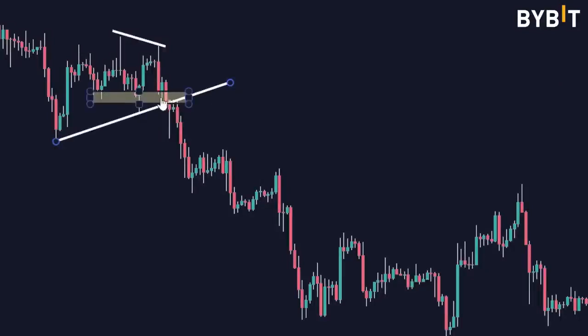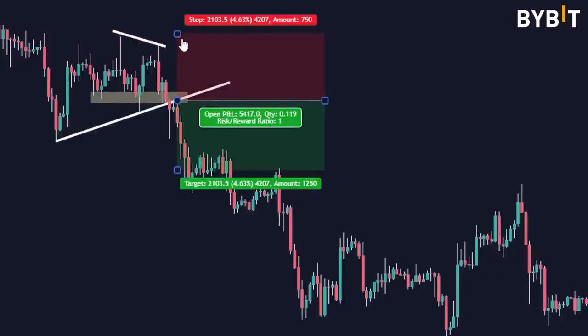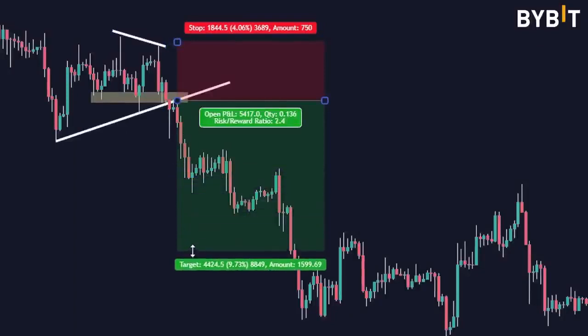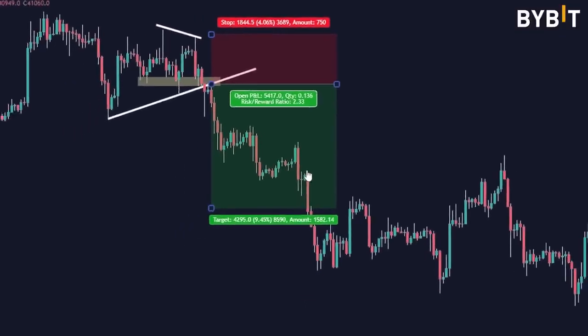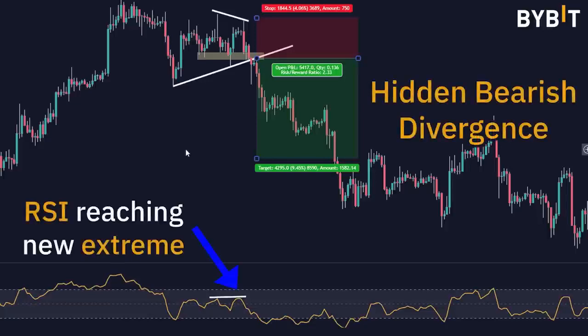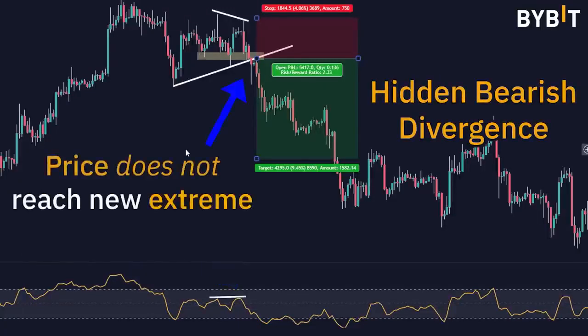It both ends up in about the same place, where you would look to initiate that short position somewhere around here. And if you place that stop loss up above the recent swing high, look to target at least twice as much as the level of your risk. And so you would be looking for a target somewhere down here. So that would be hidden bearish divergence, where the RSI is reaching a new extreme value, but price is not reaching that new extreme value.